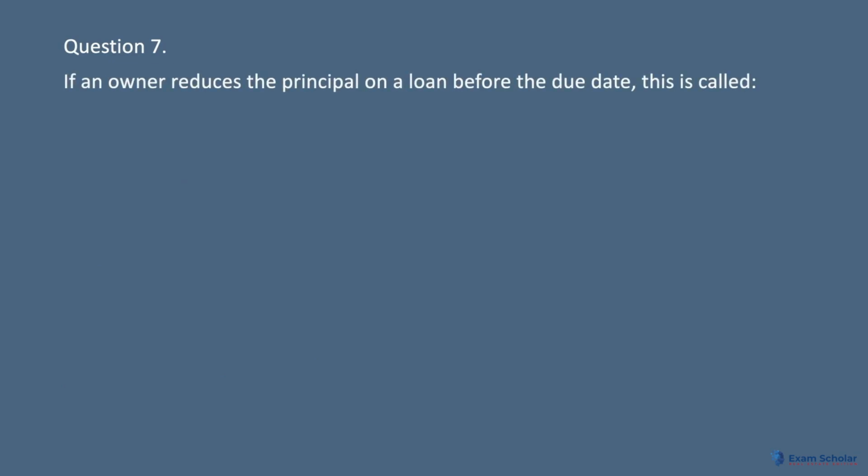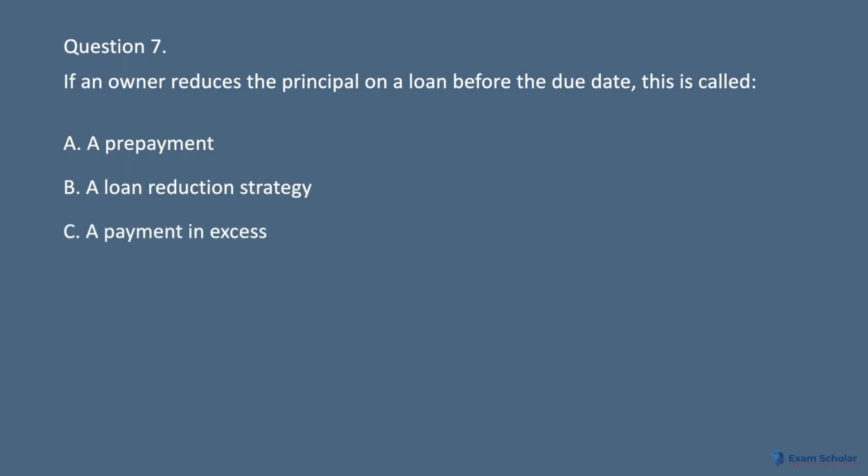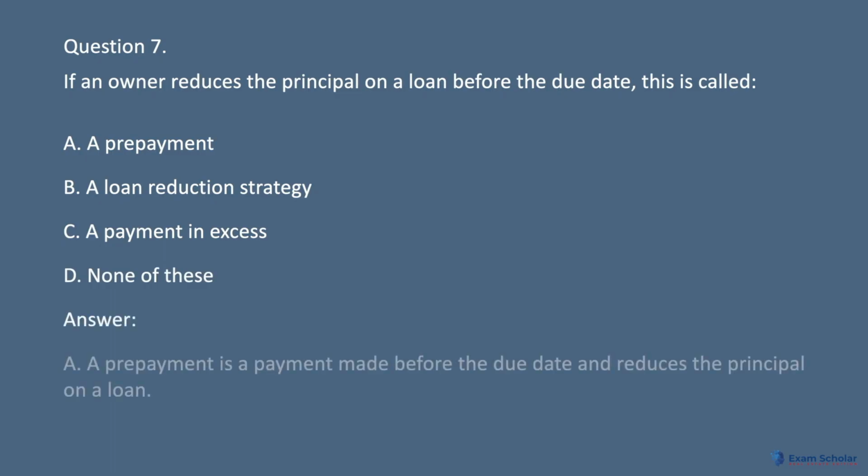Question 7. If an owner reduces the principal on a loan before the due date, this is called A. A prepayment. B. A loan reduction strategy. C. A payment in excess. D. None of these. Answer A. A prepayment is a payment made before the due date and reduces the principal on a loan.